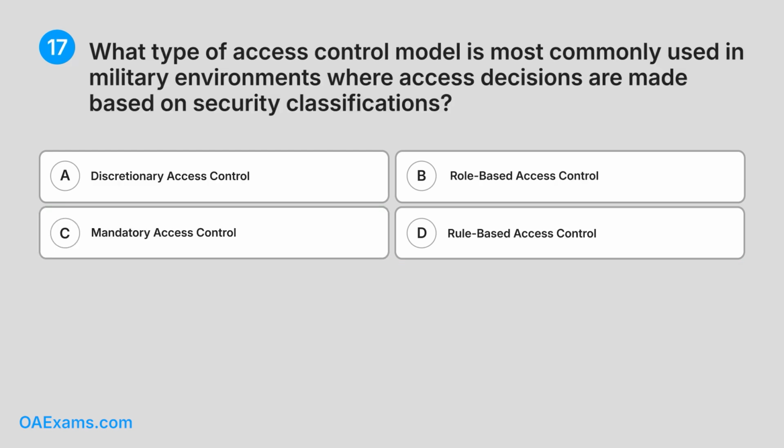17. What type of access control model is most commonly used in military environments, where access decisions are made based on security classifications? A. Discretionary access control. B. Role-based access control. C. Mandatory access control. D. Rule-based access control. Can you guess the answer?